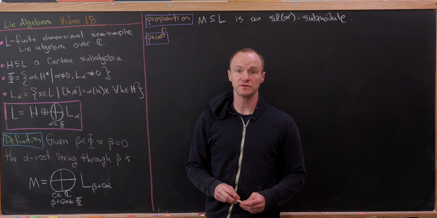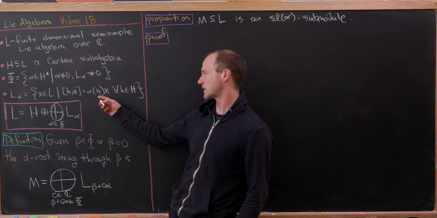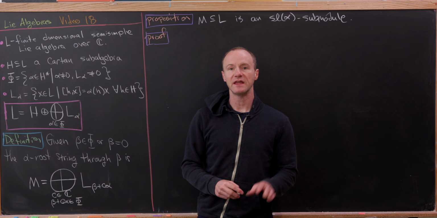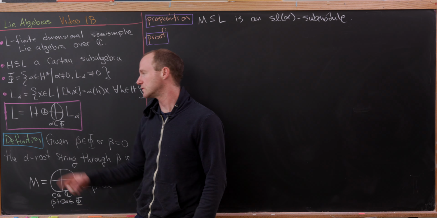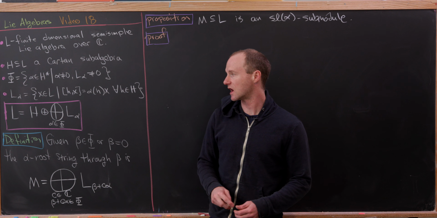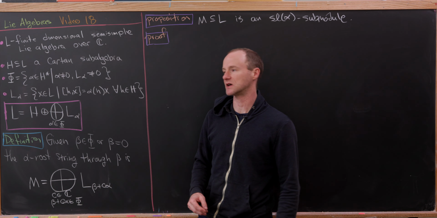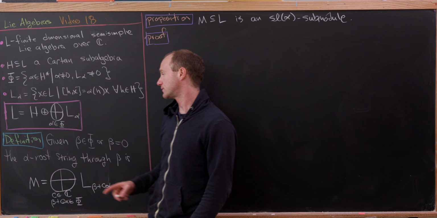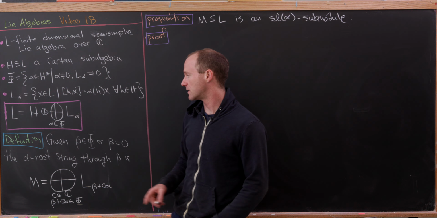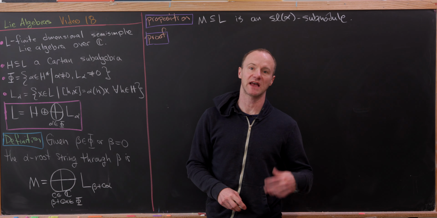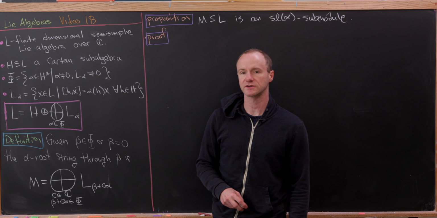Recall that alpha is in H star, so what it does is it takes inputs from H and it gives you complex numbers. That's why this makes sense here. And then given this setup, we can have the root space decomposition of L with respect to the Cartan subalgebra as H plus the direct sum of all of these L alphas as alpha goes over all of the roots.